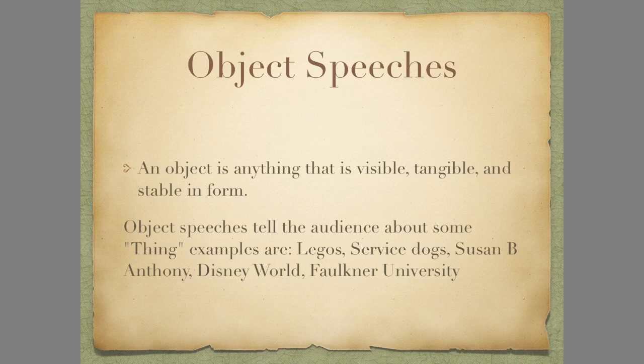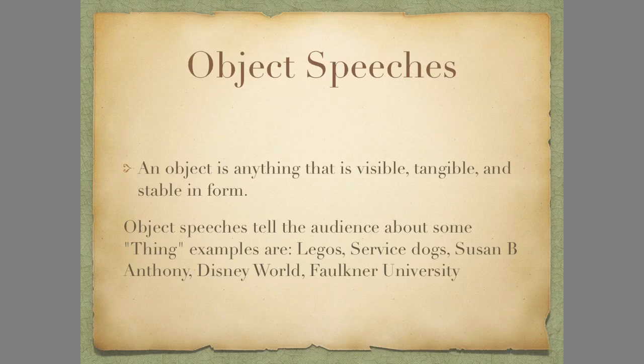An object speech. An object is anything that is visible, tangible, or in stable form. You could give a speech about your cell phone. You can give a speech about any kind of sporting equipment. Not about the game itself, but about the equipment. It has to be about the object. You could give a speech about the Eiffel Tower. So you have to find a thing that you can tell us about.